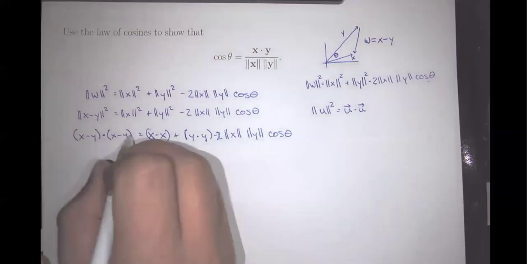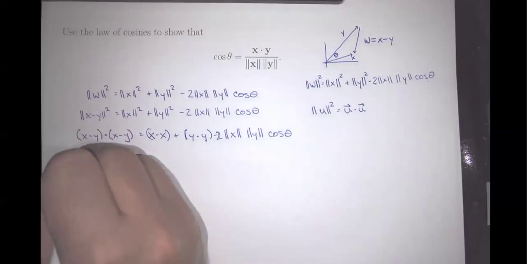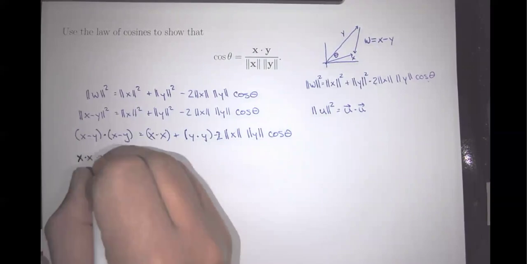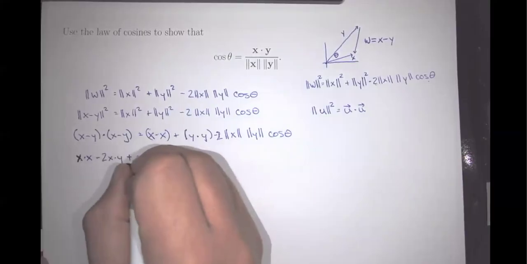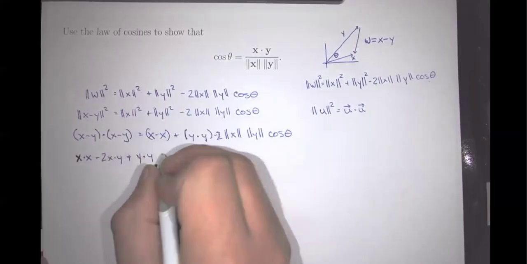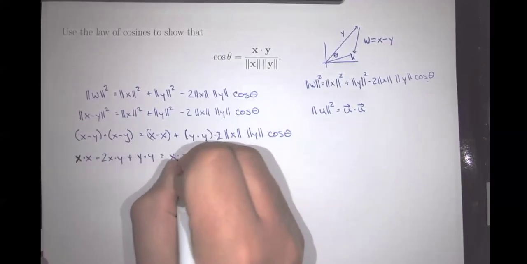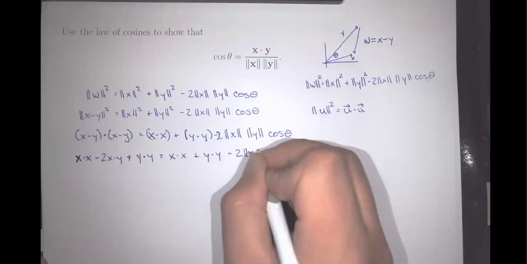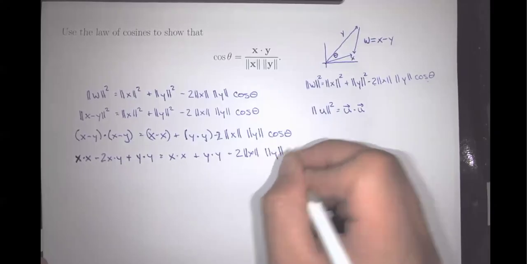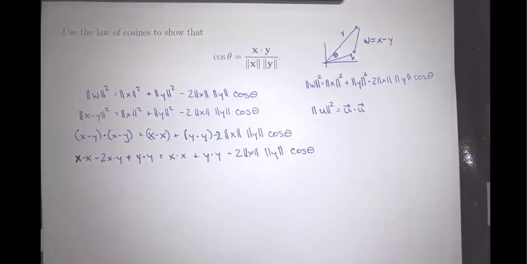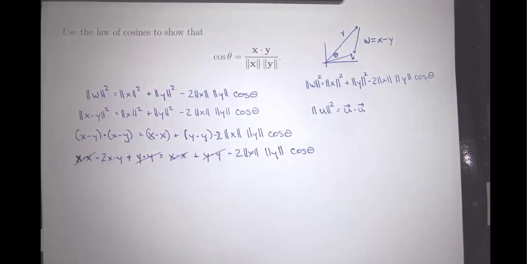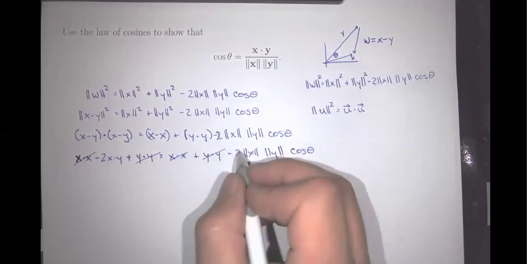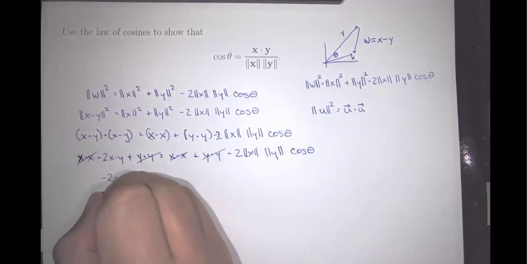Okay, so when we open these brackets up, we get x dot x minus 2x dot y plus y dot y equals x dot x plus y dot y minus 2 length of x, length of y, cosine theta. And of course, we've got cancellation. The x dot x and the y dot y terms go away.